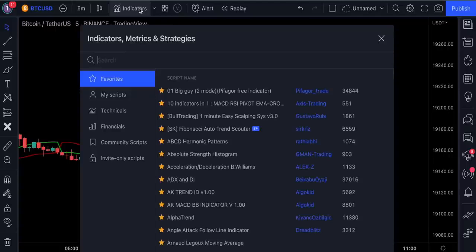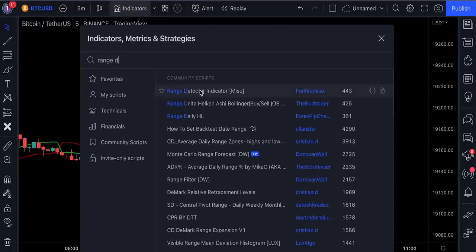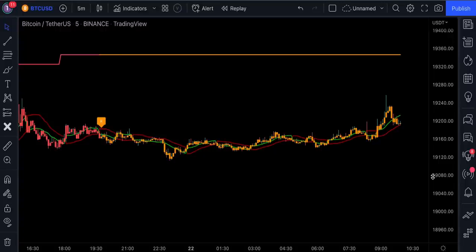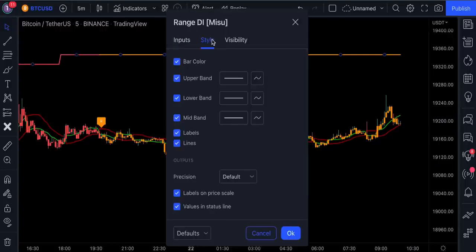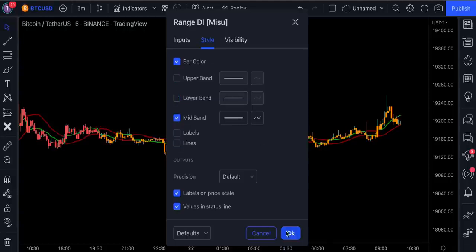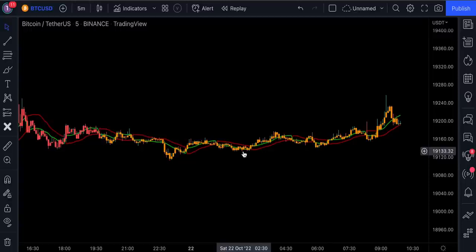So for the next indicator, let's add a range detector. It's going to be this one by Frontiera Misu. And we're going to need to make some adjustments to this tool as well. So in the style section, let's untick the upper and lower bands, the labels and the lines. This indicator will help us spot the range in the market so that we're not taking trades during this time.